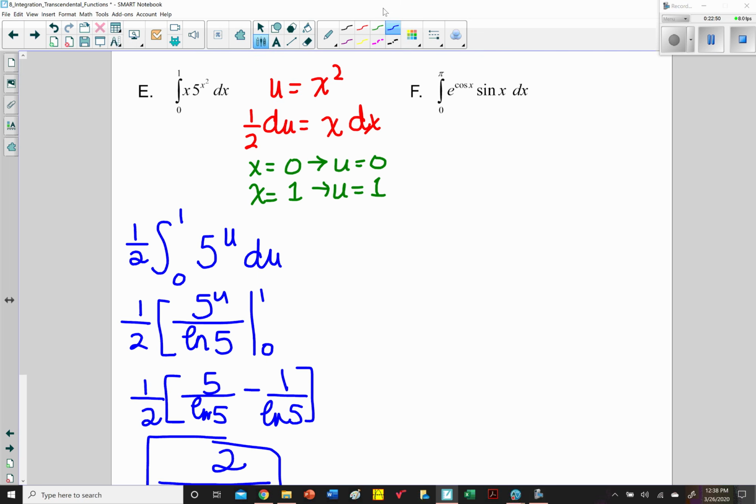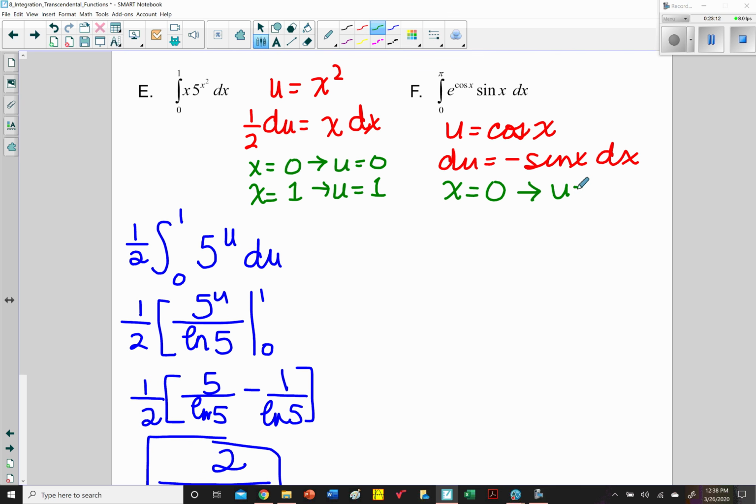Okay, so last one on this set. We'll call u the power on the cosine of x, and the derivative is negative sine x. So we're off by a factor of -1. And when x is 0, u is 1. When x is pi, u is -1. And integrating. So we need a negative for the derivative.